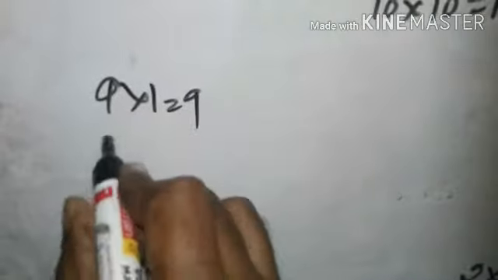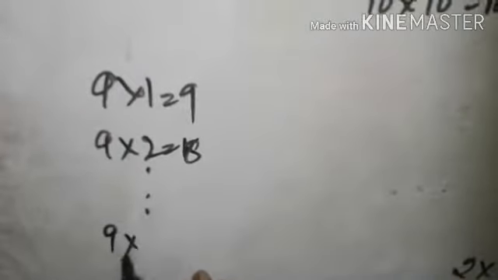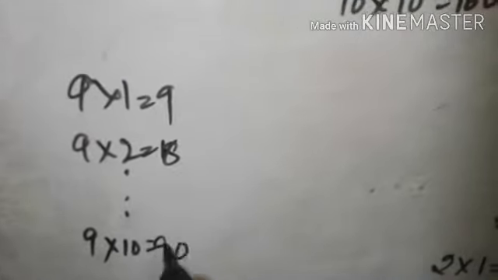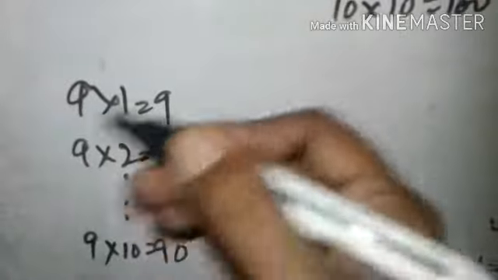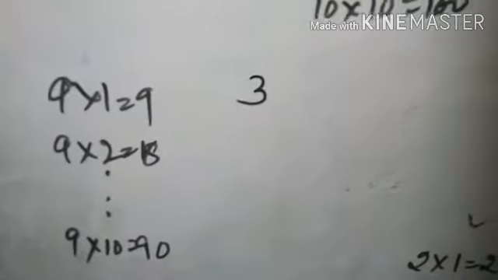It is the 9 table. 9 into 1 is 9. 9 into 2 is 18. Thus it goes on to 9 into 10 is 90. Then the next mastery level of the multiplication table for the students is nothing but 3.